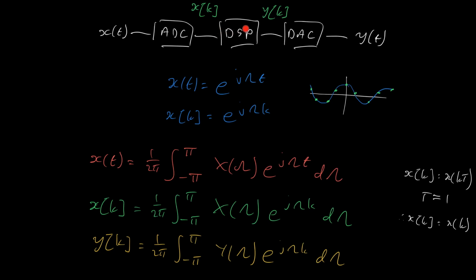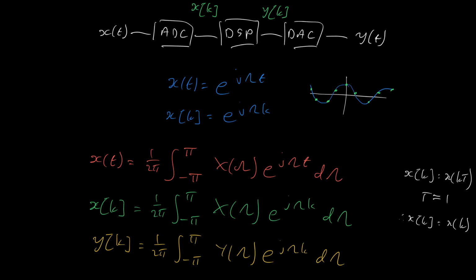Focus for a moment on this DSP block. Its input is x of k, its output is y of k. We can represent x of k in this form here. We can represent y of k in this form here. So if we know what the DSP block does to x of k to get y of k, we can figure out what it does to X of omega to get Y of omega. And that then tells us immediately what it's doing on our signal x of t to produce y of t. Remember, X of omega is just the frequency representation of x of t, and Y of omega is just the frequency representation of y of t.